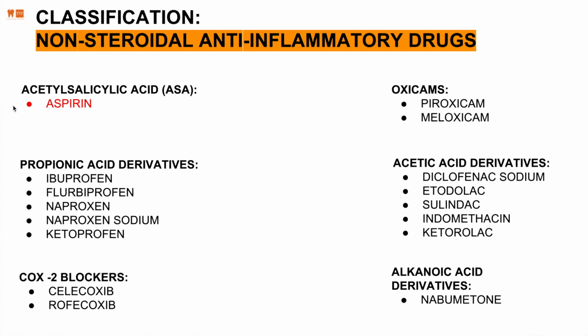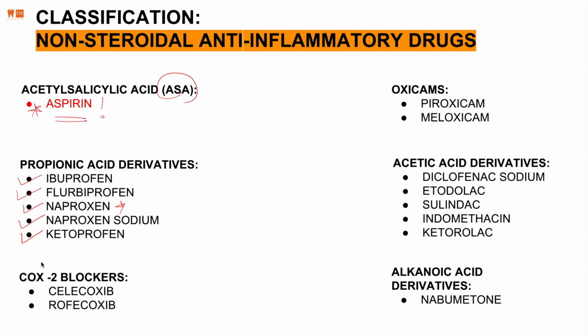There are 6 groups of NSAIDs. Acetylsalicylic acid, ASA for short. This is where aspirin falls in, and it's one of the most important NSAIDs we're going to talk about today. Propionic acid derivatives, and that is ibuprofen, flurbiprofen, naproxen sodium, and ketoprofen. Remember, naproxen and naproxen sodium is very useful when it comes to cardiovascular disease patients and their painkillers.